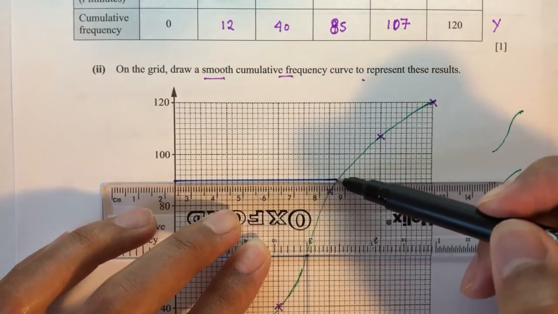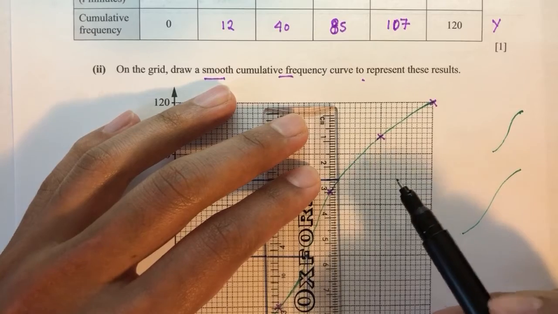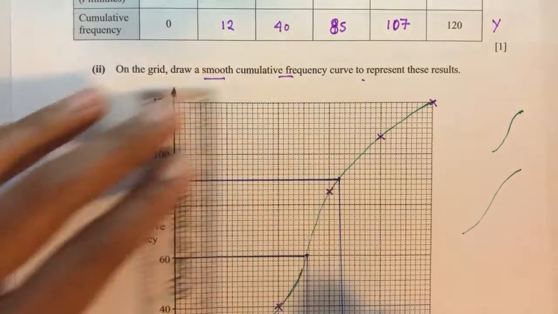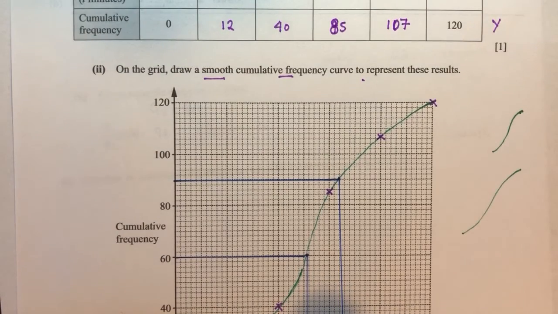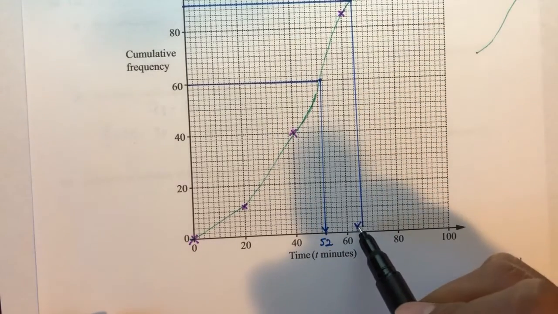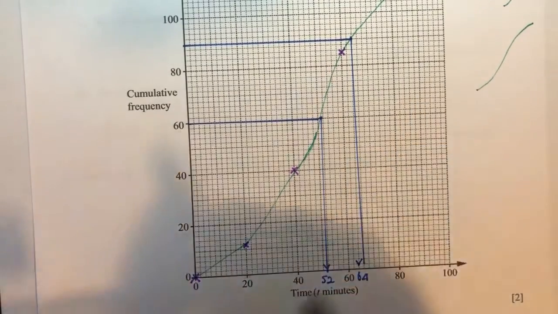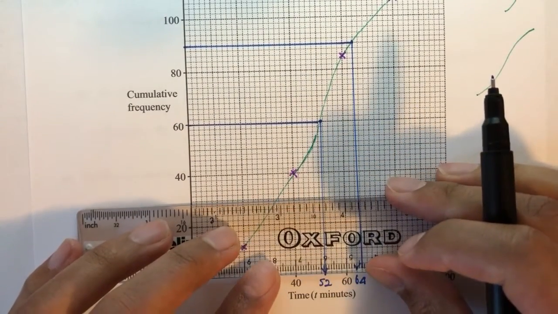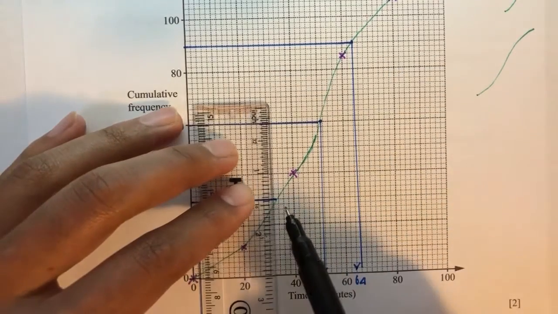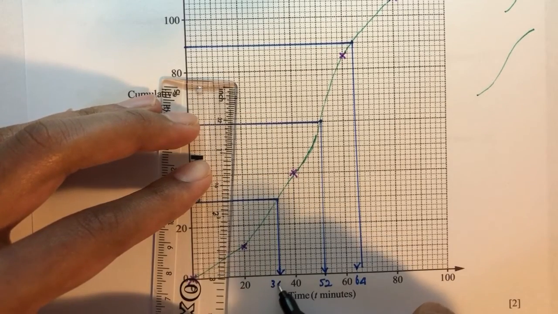Okay, let's cut the graph. I think it should be on this one. I made a mistake. It went to this side, but it should be this one, which is 64. And the 30th will be this line. It will be about here, which is the point 34.